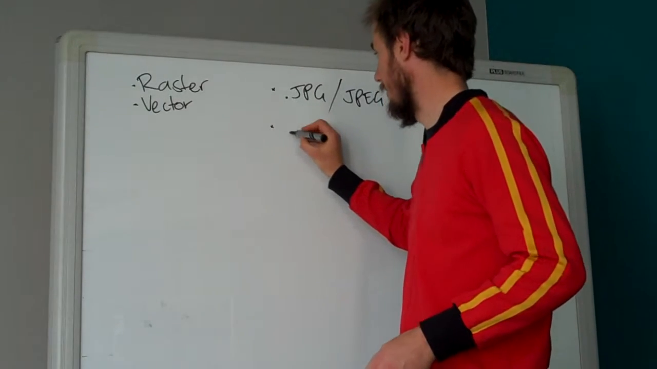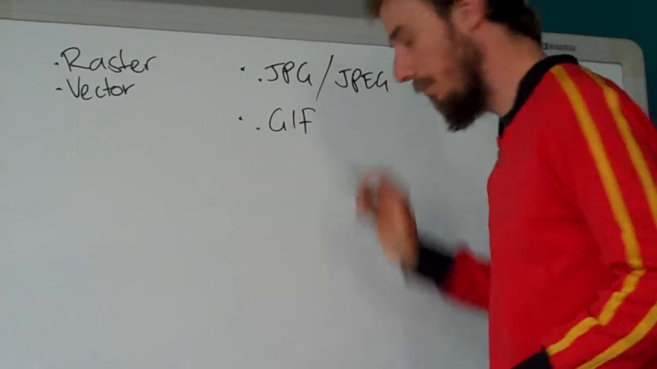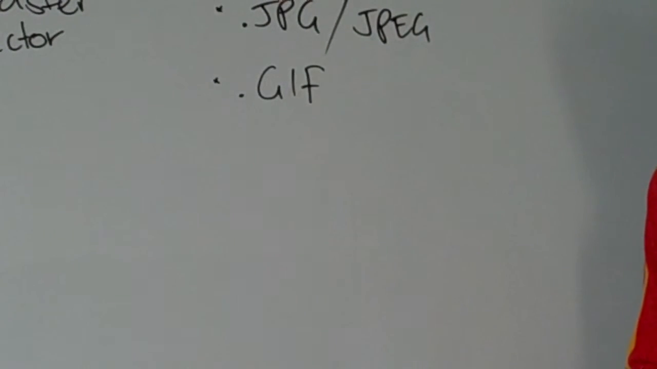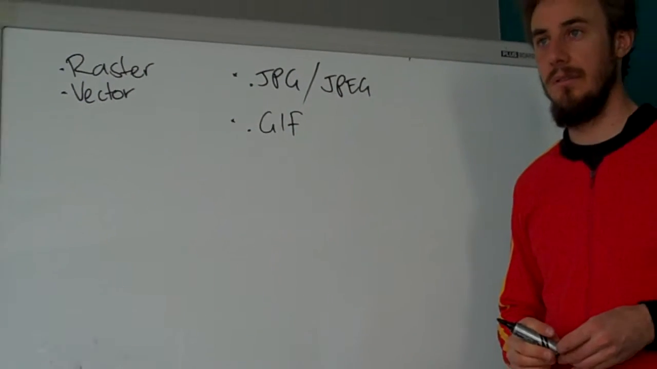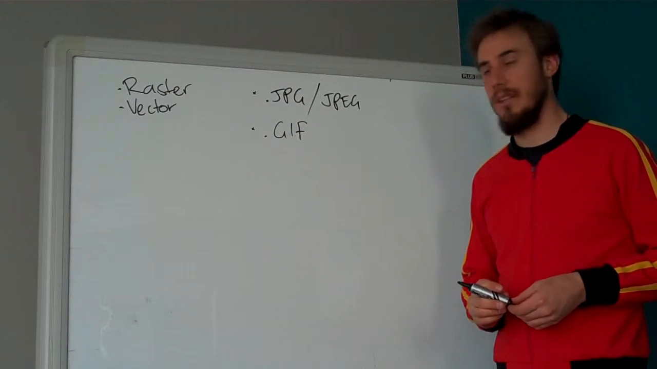Another file type we'll talk about is GIF. GIF is a really popular web format. It's pretty much a web-only format. If you've got a GIF for a print application, it's probably the wrong file. You want to try and find a different one.